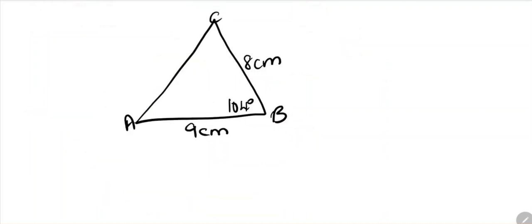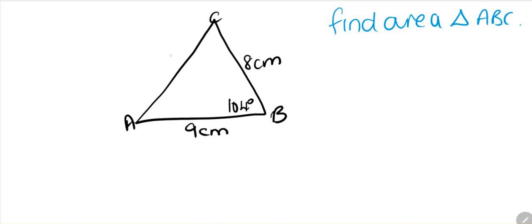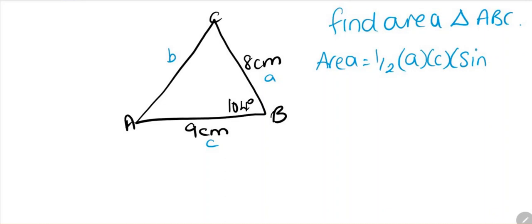Okay, so we have another triangle here, and we need to find the area of triangle ABC. So this time, little b, little c, little a. So we're looking at the sine B. So the area will be half the sides that we know. So that's going to be a multiplied by c multiplied by sine 104, which is sine B.